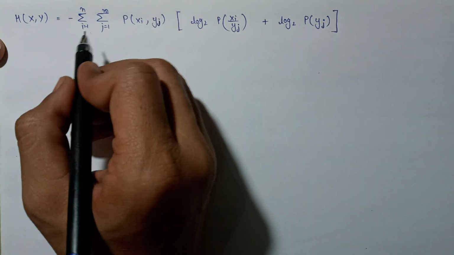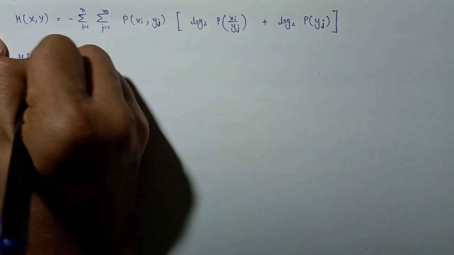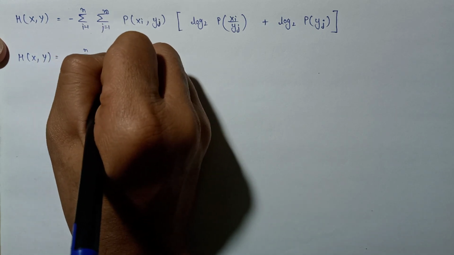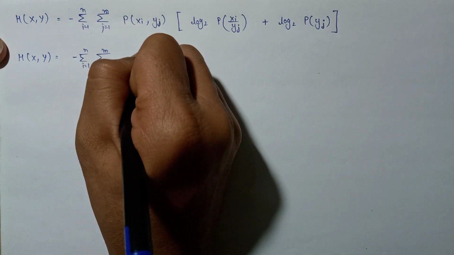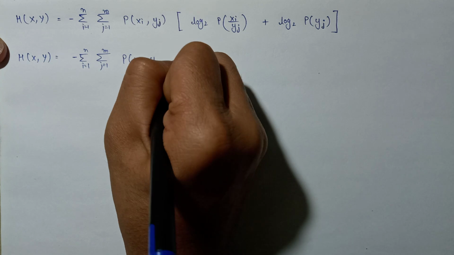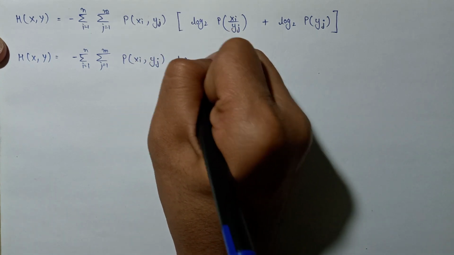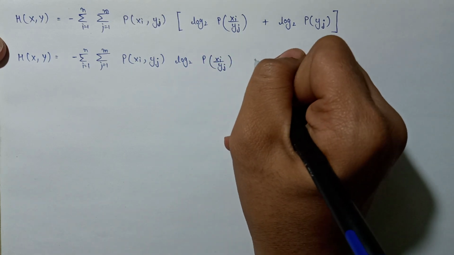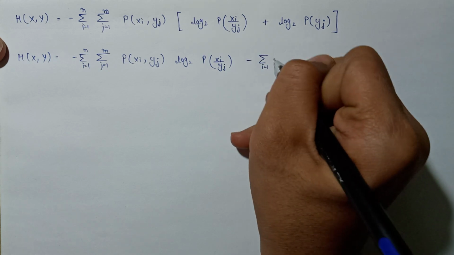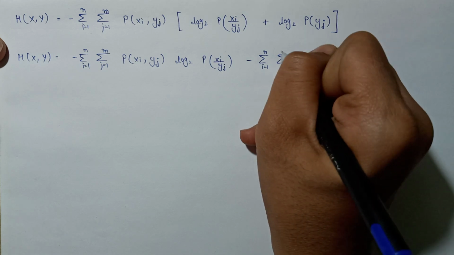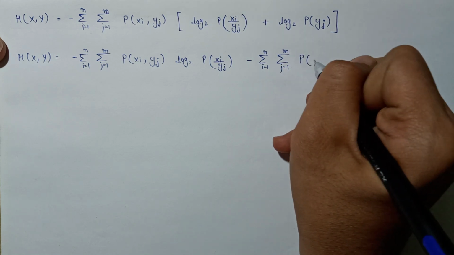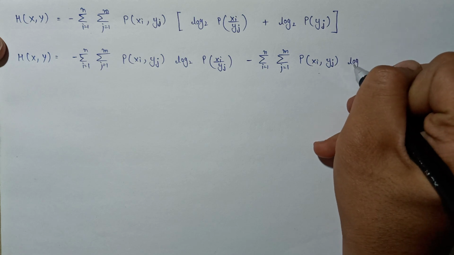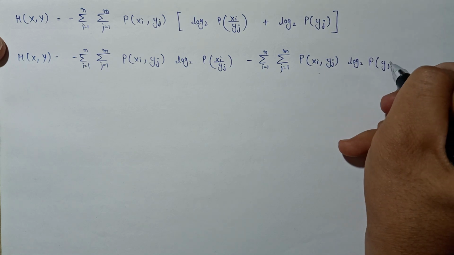Now if we open this bracket and separate the terms, then H(X,Y) will be equal to minus summation i equals 1 to n, summation j equals 1 to m, p(xi, yj) log base 2 p(xi|yj), minus summation i equals 1 to n, summation j equals 1 to m, p(xi, yj) multiplied by this term, that is log base 2 p(yj).